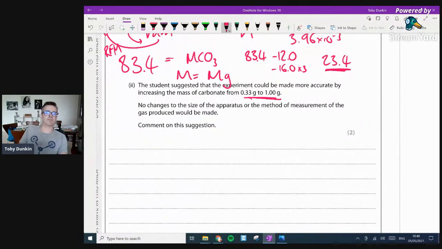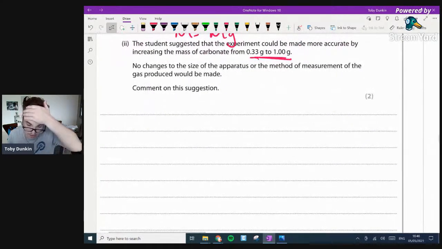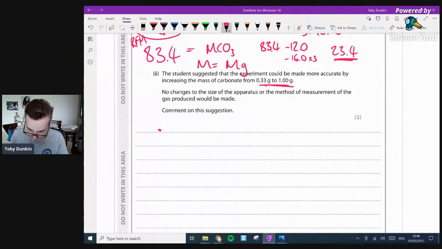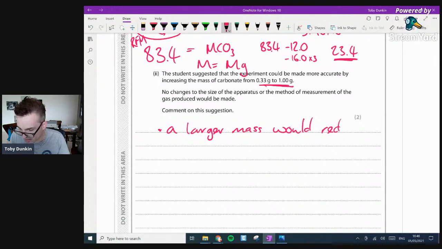I wouldn't actually say that that's particularly true. It'll reduce its Hess error. That's going to be the first one. No changes to the size of the apparatus were measured and the gas produced being made. Comment on his suggestion. Okay, so the first thing is a larger mass would reduce his error in mass reading.